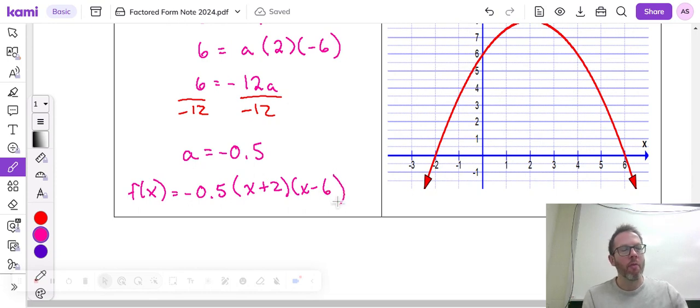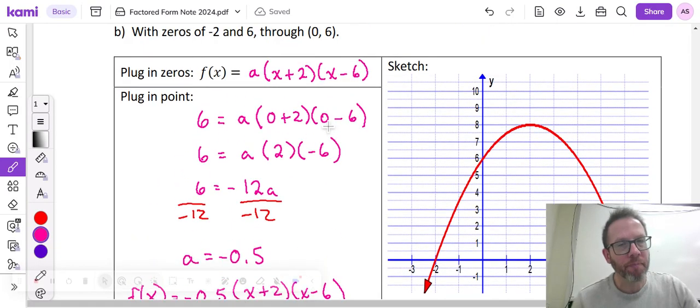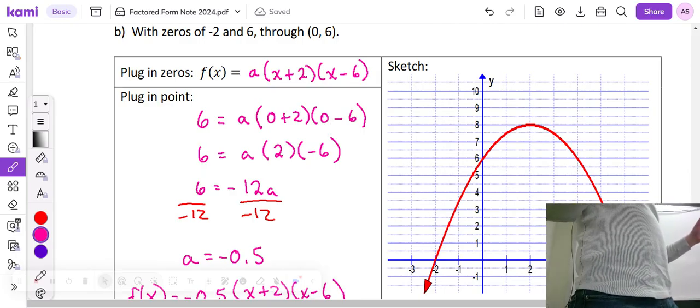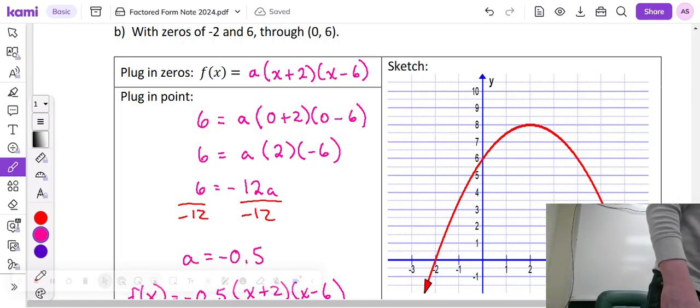All right. And then we kind of wrapped up yesterday. All the things we've done with vertex form, we've now done with factored form. Anything you guys want to chat about? Otherwise, we've got a nice day to practice some stuff.